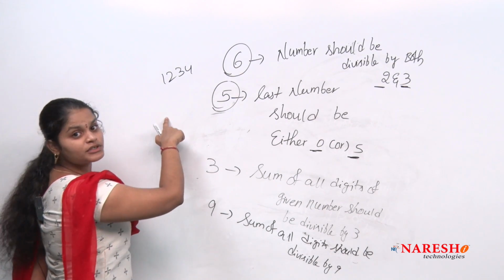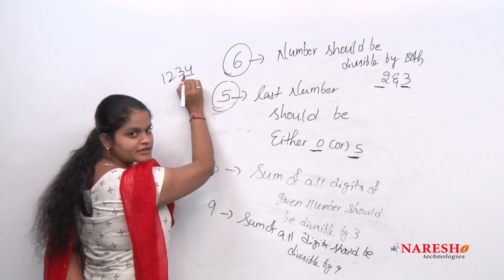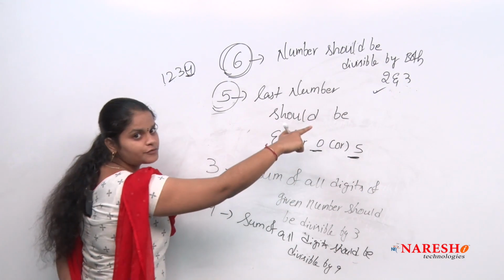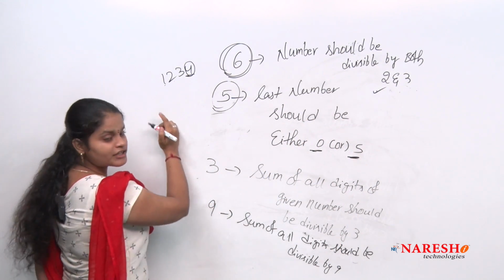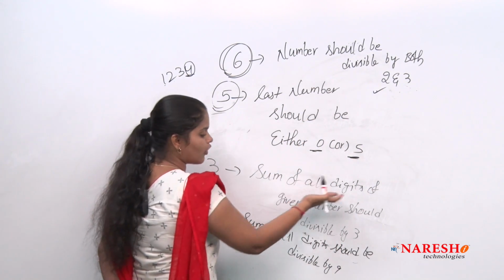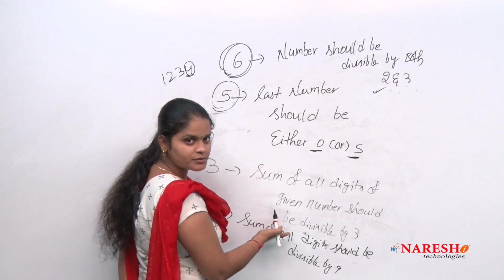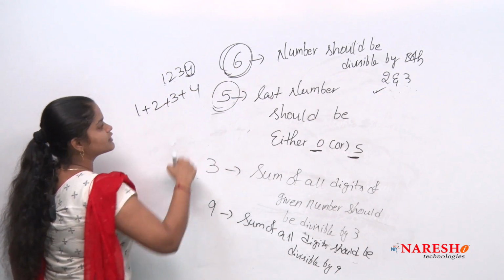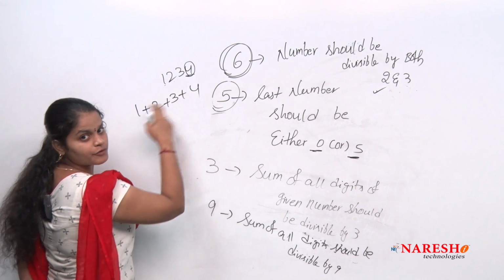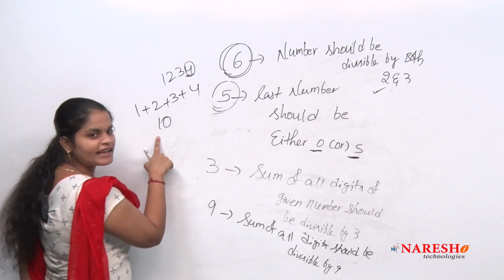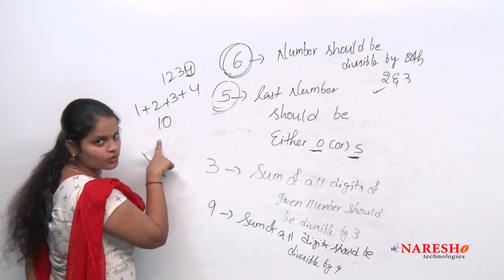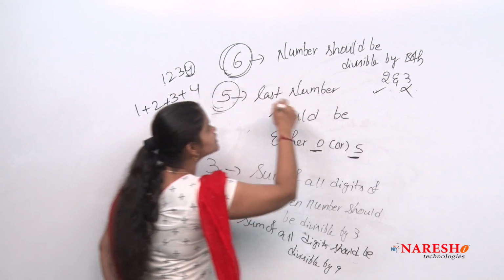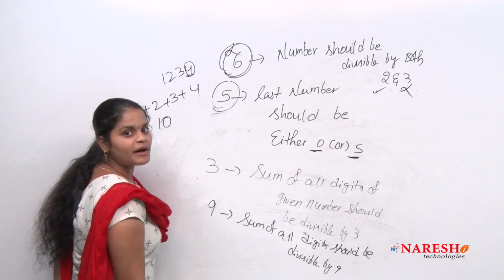So I should check whether the number is divisible by 2 first and whether it is divisible by 3. What is the divisibility rule for 2? The last digit should be divisible by 2. Now it satisfies the condition for 2. Now I should check it for 3. What is the divisibility rule for 3? The sum of all digits of the given number should be divisible by 3. So what is the sum? 2 plus 3, 5. 4 plus 1, 5. So it is 10. Is 10 divisible by 3? No. So this number is not going to be divisible by 6.